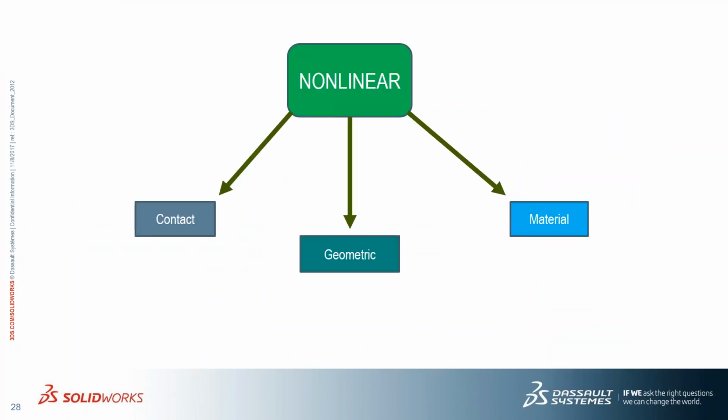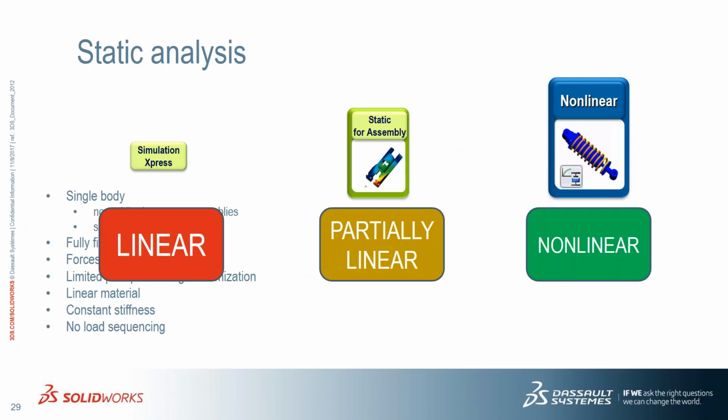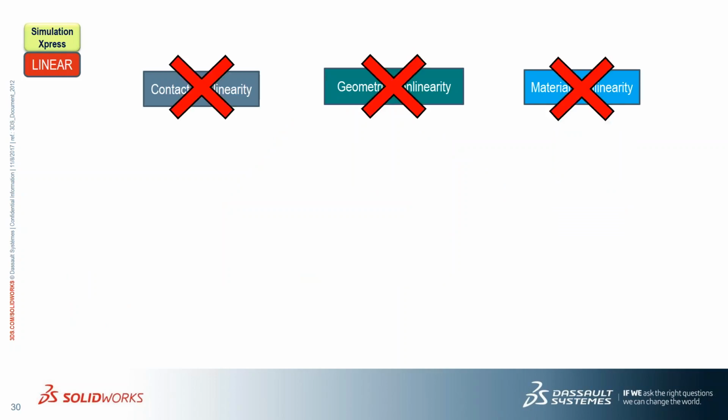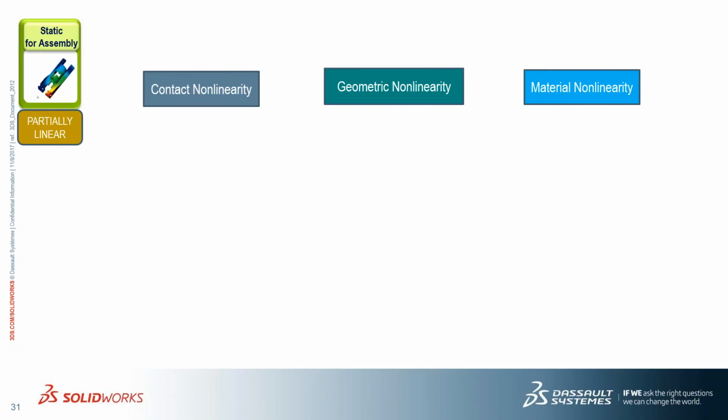So those are the three types of nonlinearities. And now to come back to our main point here about SimXpress being linear, static being partially linear, and nonlinear being full-blown nonlinear, we can compare which kinds of nonlinearity each one of these studies can account for. SimXpress, being a purely linear study, cannot account for any of these three types. Compare that to the partially linear static analysis, where we can account for some contact nonlinearity.